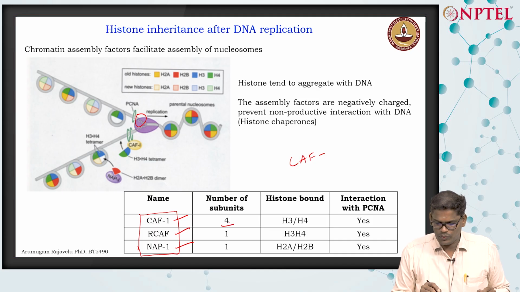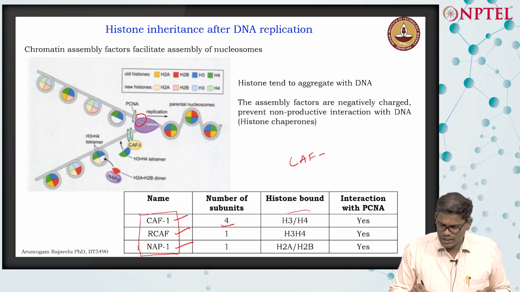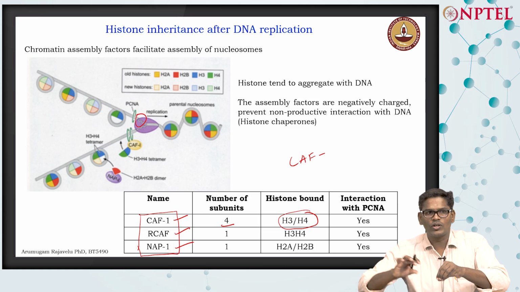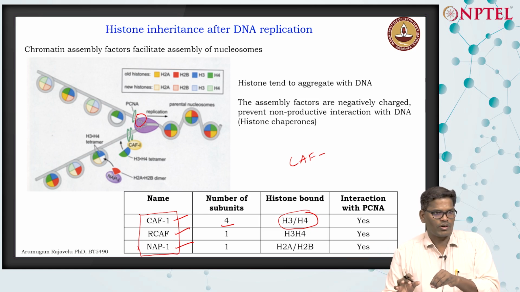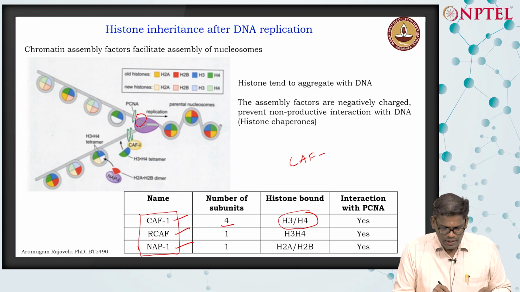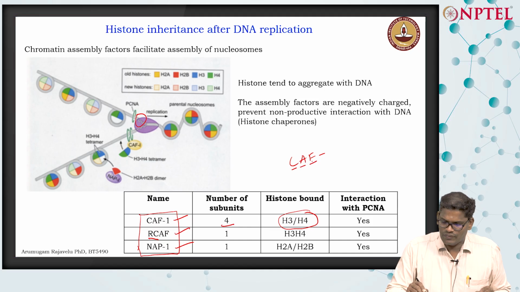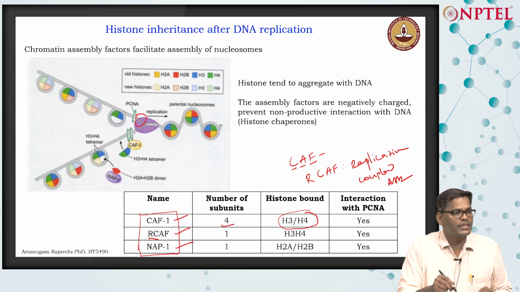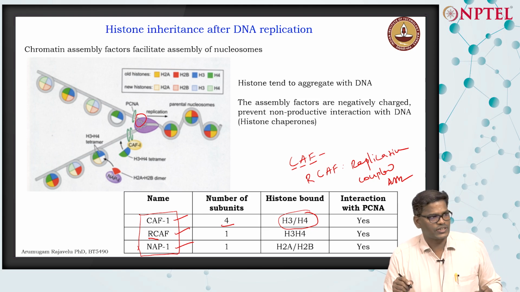CAF, you can see the number of subunits is 4. It primarily takes care of binding with H3 and H4. That means it takes care that individual H3, H4 does not go and bind to the DNA structures. That's very important, because histone alone can bind to DNA structures. To prevent this, CAF will take care of it. Similarly, there is another important one, RCAF, that is replication coupled assembly factor. So these also play a very important role to minimize the individual isoform interaction with the DNA structures.